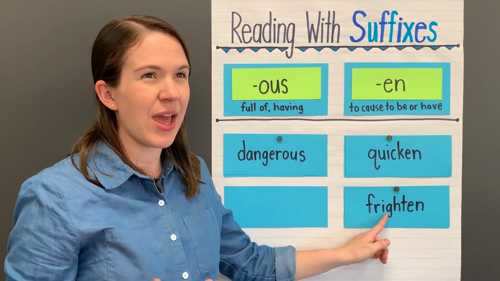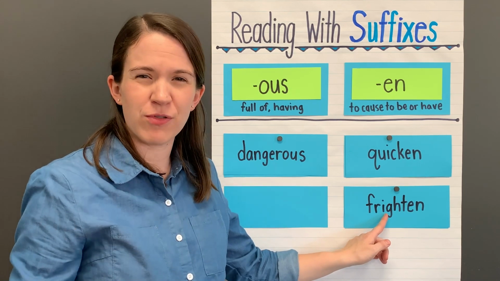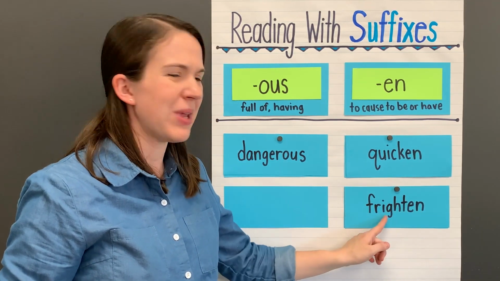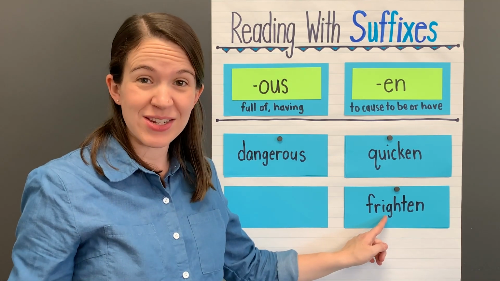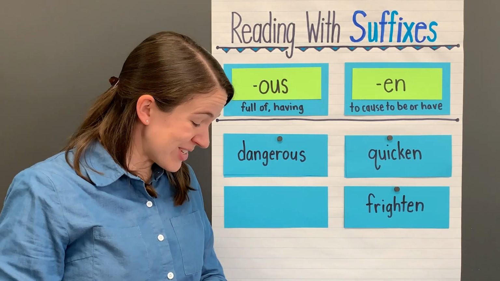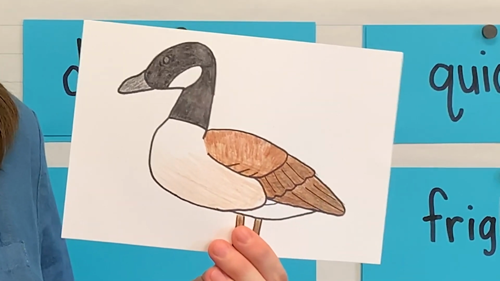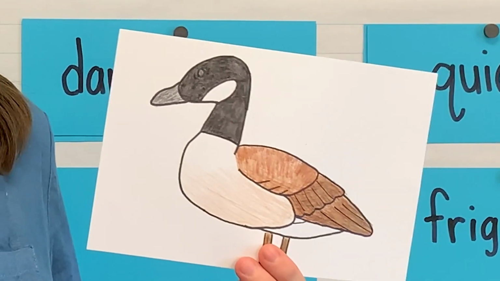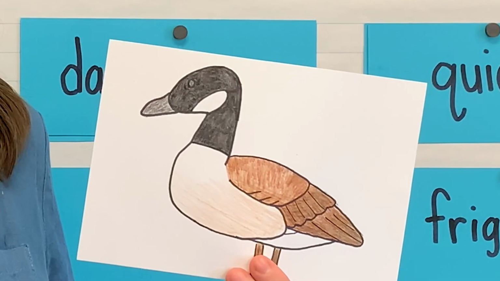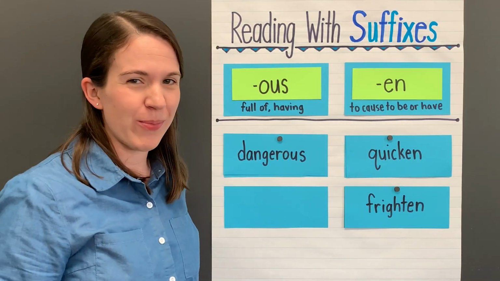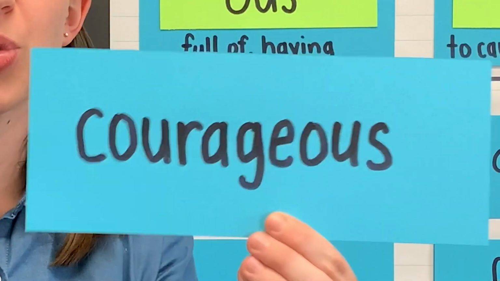Well, fright is like being afraid. So I think that this must mean to cause something to be afraid. You know, one time a goose had to frighten me away from its nest because I was getting too close. I didn't realize that they were there, so the goose had to frighten me away. Let's read one more word together. Read this word with me.